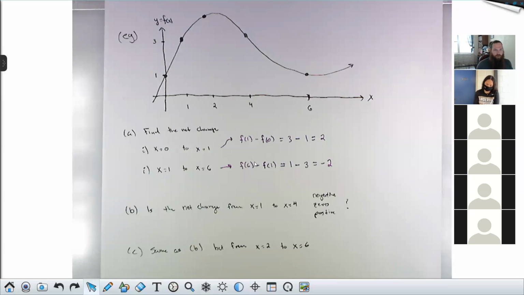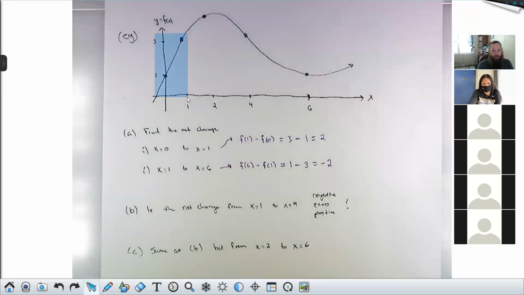Why was the first net change positive and the second net change negative? Why did this one come out to positive? This one come out to negative? Can we give an answer to that question in terms of the picture? Because the y values are different. One's bigger than the other. That's true. That's true.